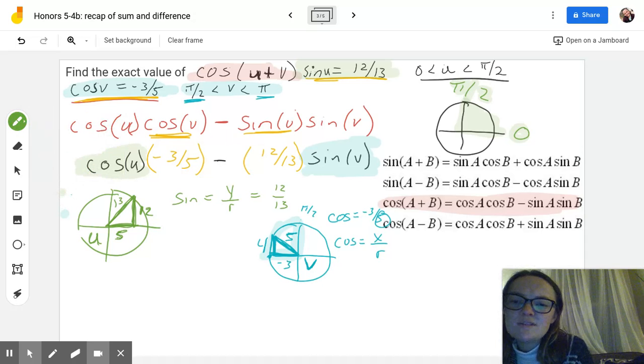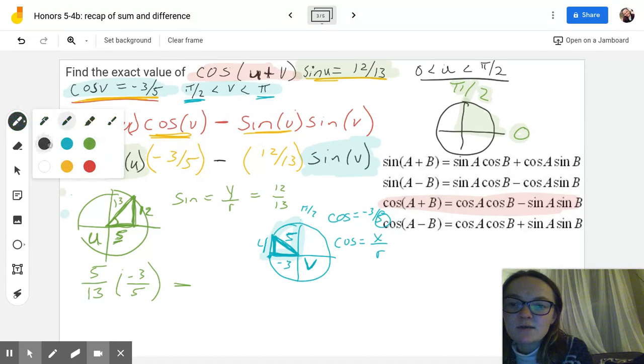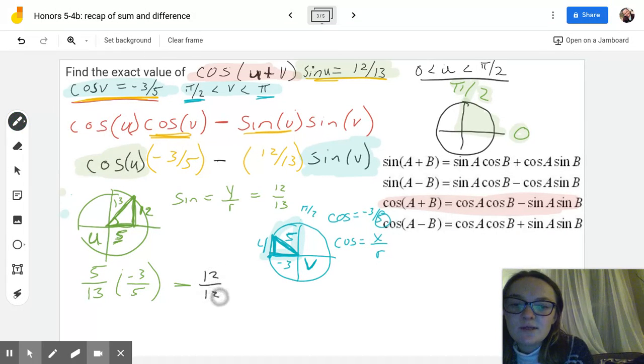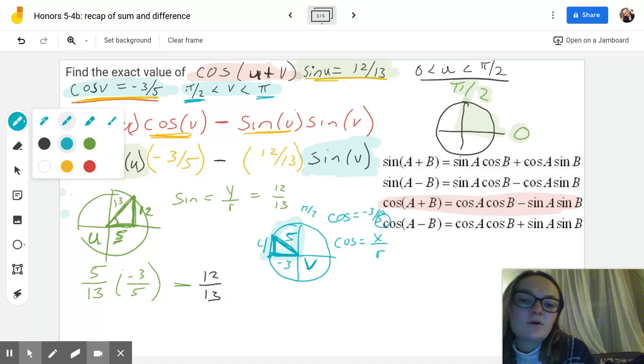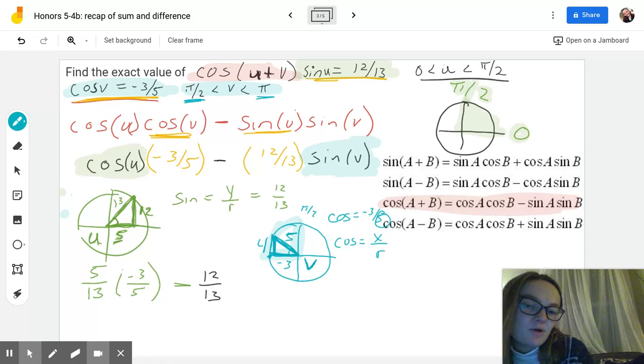Okay, cosine of U. Cosine is equal to adjacent over hypotenuse, equal to x over r. So that's going to be 5/13. So I'm going to get 5/13 times -3/5 minus, all right, let's see. We got ourselves 12/13 already. Sine of V, that's the blue triangle. Sine is equal to opposite over hypotenuse, or y over r, which is going to be 4/5.